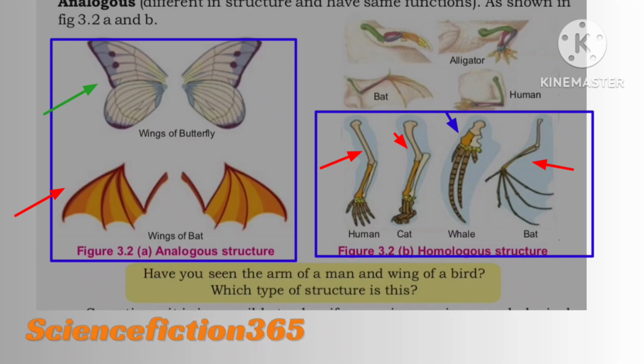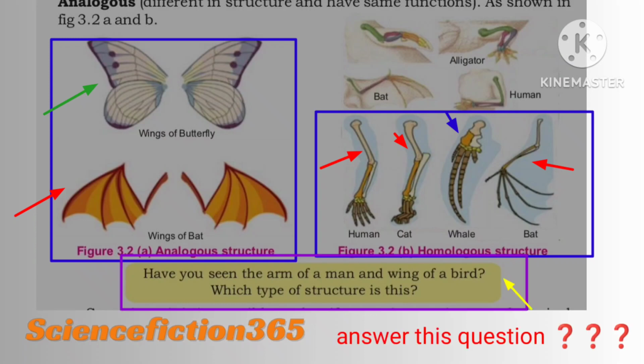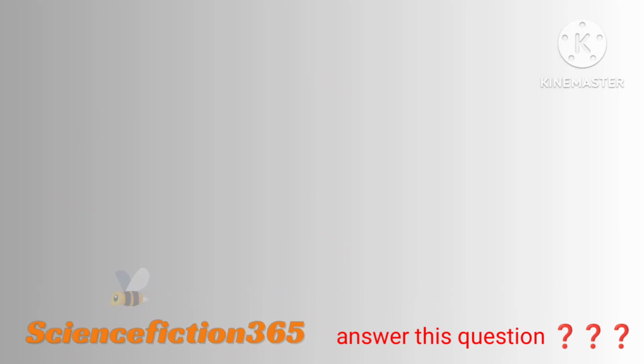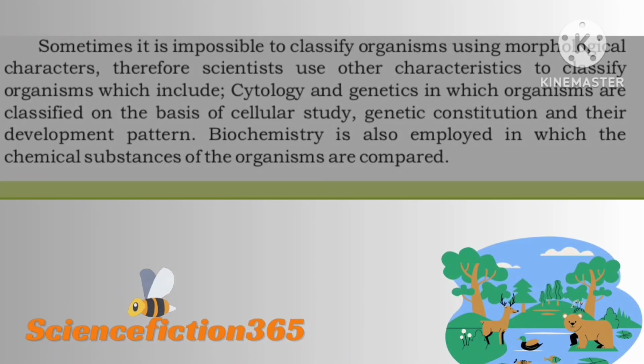Now check the wings of butterflies and bats. Both wings are different in structure, but their function is similar, and that is flight. So they all have the same internal design. The wings of a butterfly and the wings of birds are analogous. Answer this question in the comment box.